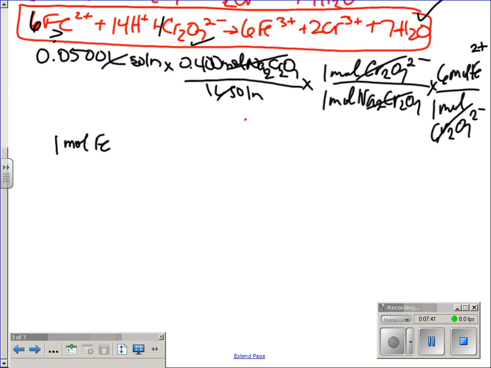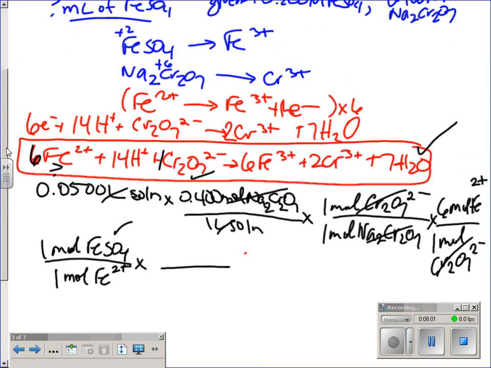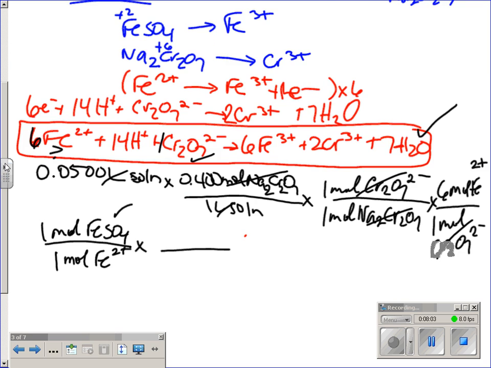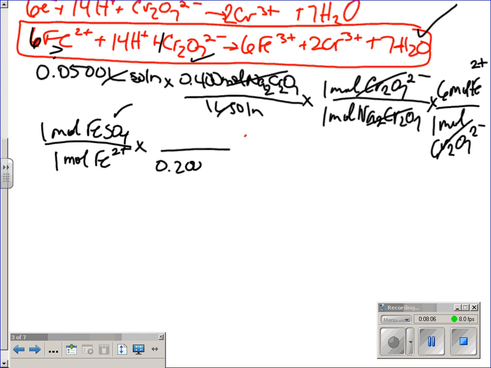There's 1 mole of iron 2 plus and 1 mole of iron 2 sulfate. This is just going back to the original reactant, showing that we've already canceled out the spectators, but this question specifically is asking for iron 2 sulfate, so I'm going to go all the way back to iron 2 sulfate. All right, now I can use my molarity. What was my molarity? 0.200, so that's 0.200 moles of iron 2 sulfate for every 1 liter of that solution.